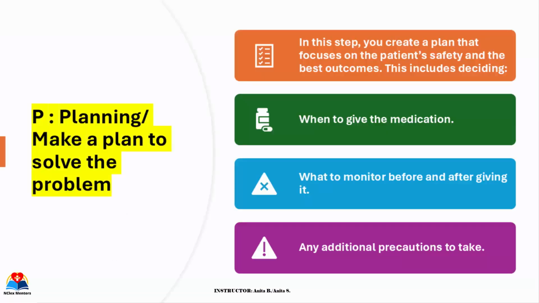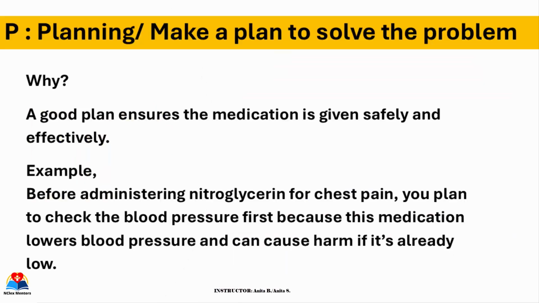P stands for planning, or to make a plan to solve the problem. In this step, you create a plan that focuses on the patient's safety and the best outcomes. This includes deciding when to give the medication, what to monitor before and after giving it, and any additional precautions to take. Why? A good plan ensures the medication is given safely and effectively.